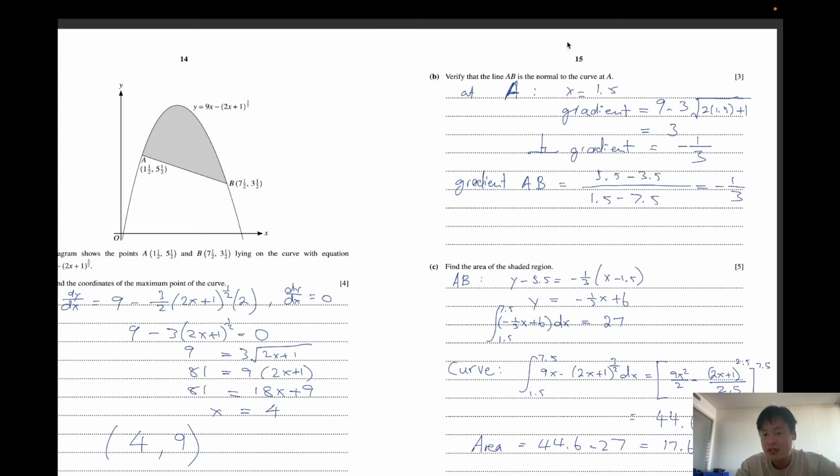We just need to prove what? The gradient of line AB is the same as negative 1 over 3. Gradient AB is also negative 1 over 3. Proven. Done. Equation of the shaded region. Area of the shaded region was what?